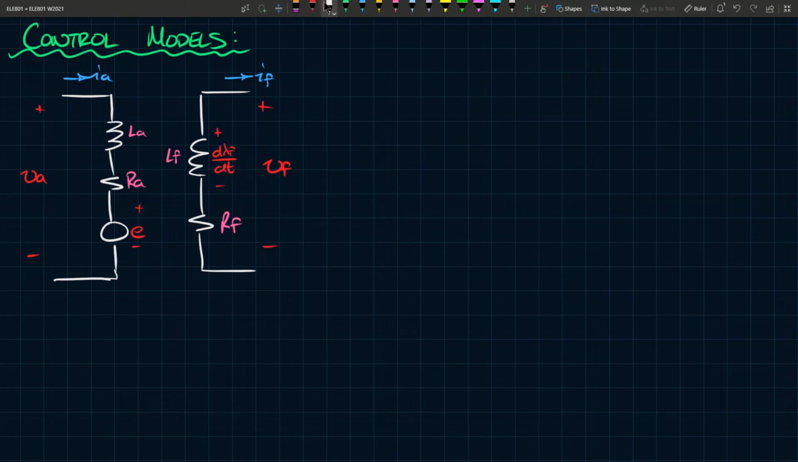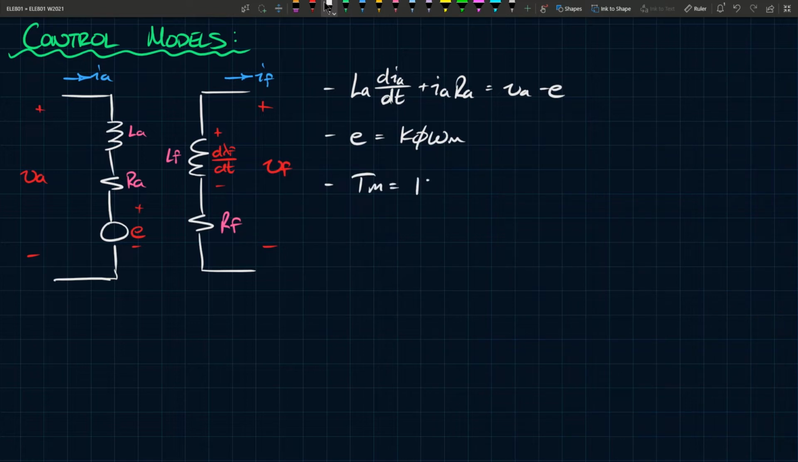This is the circuit model that we've used, and we can summarize the relevant equations for the purpose of control and modeling. We have the armature equation: L_A dIA/dt plus IA RA equals VA minus E, and then E equals K phi omega M, and TM equals K phi IA. We have T shaft equals TM, the torque produced by the machine, the electromagnetic torque, if there are no losses, and then minus T loss if we are considering losses, which we didn't in any of the previous cases, but if you want an accurate model you will need to, and we'll see what that looks like in terms of the overall modeling of the machine.